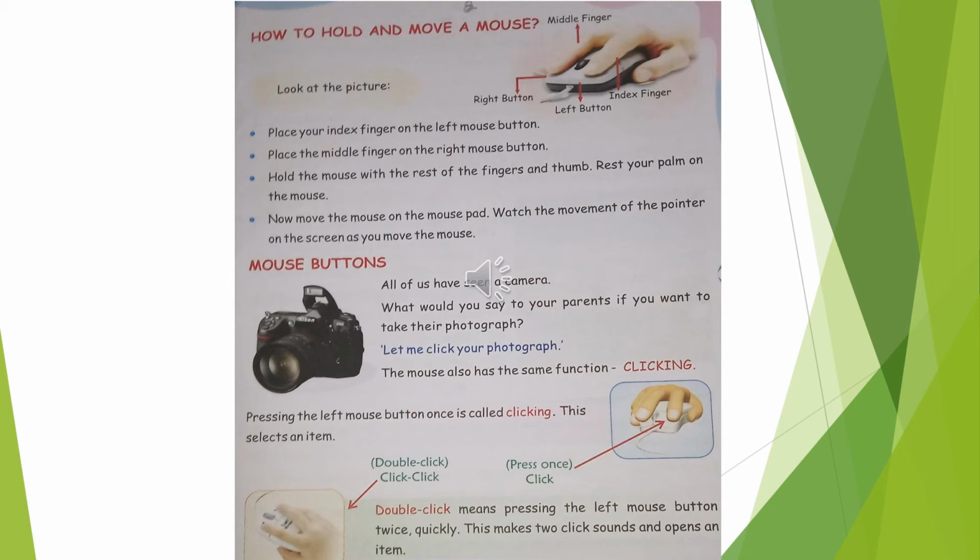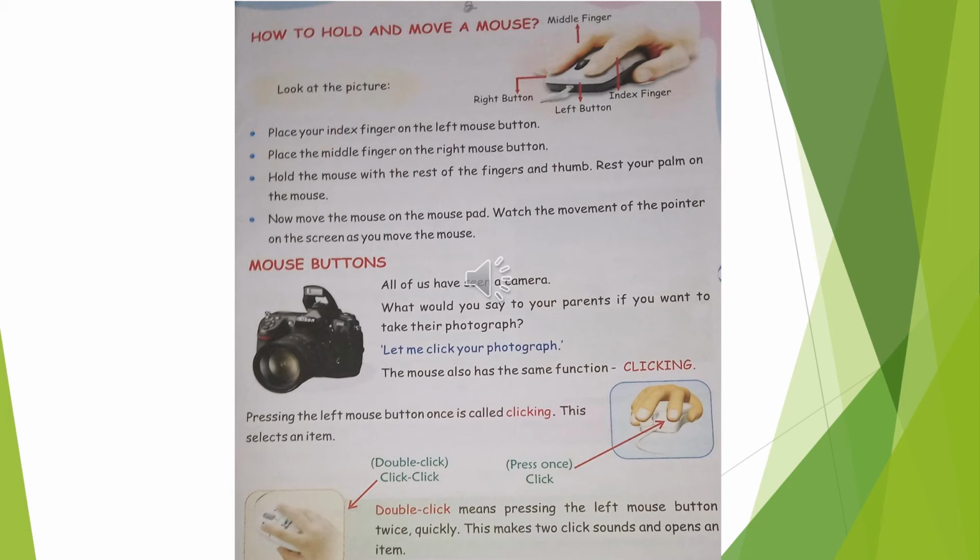Mouse button. All of us have seen a camera. What would you say to your parents if you want to take their photographs? Okay, I think you all have a camera at your home. So if you want to click your parents' photograph, what will you say? Let me click your photograph. Okay. The mouse also has the same function, clicking.